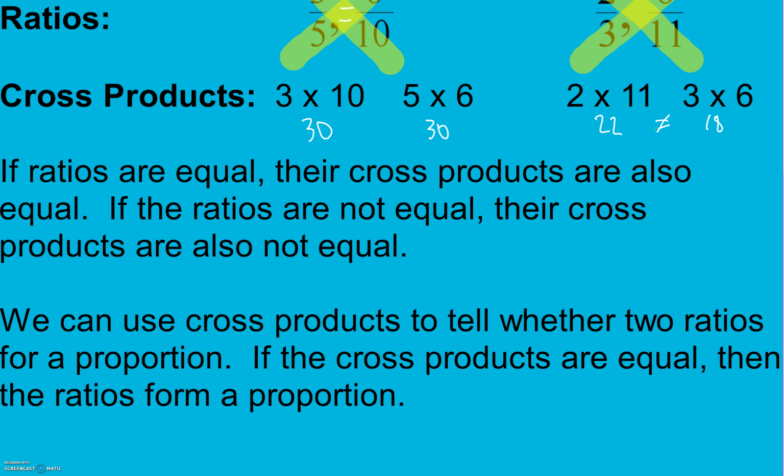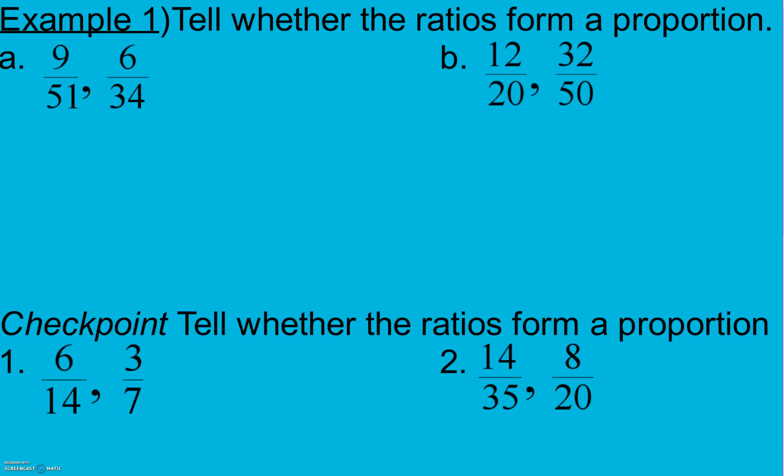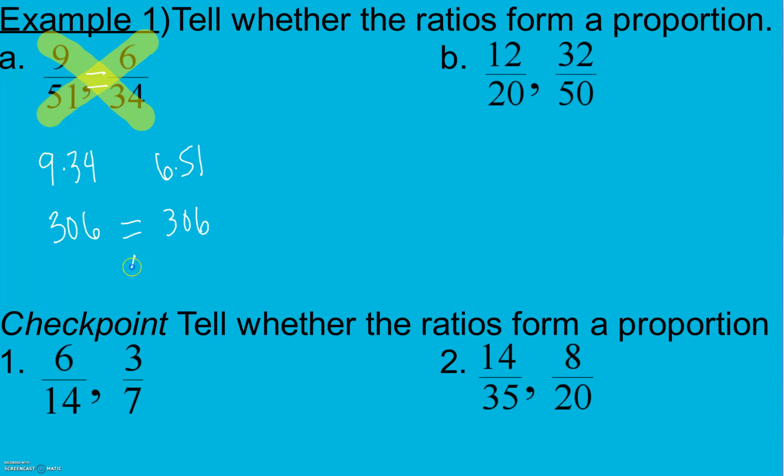We can use cross products to tell whether two ratios form a proportion. If the cross products are equal, then the ratios form a proportion. Example 1, tell whether the ratios form a proportion. So we're going to check their cross products. 9 times 34 and 6 times 51. This is 306 and this is 306. So since these are equal, it means we could set these equal and they do form a proportion.